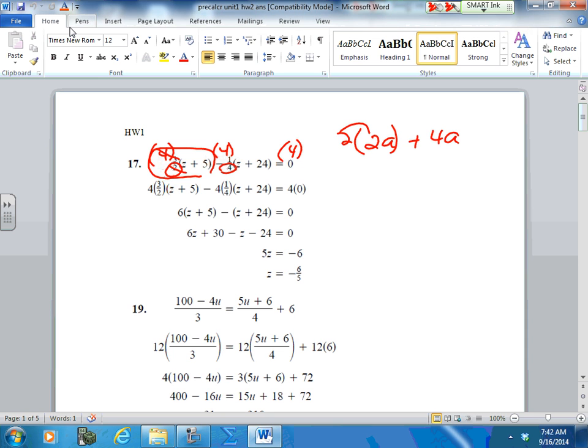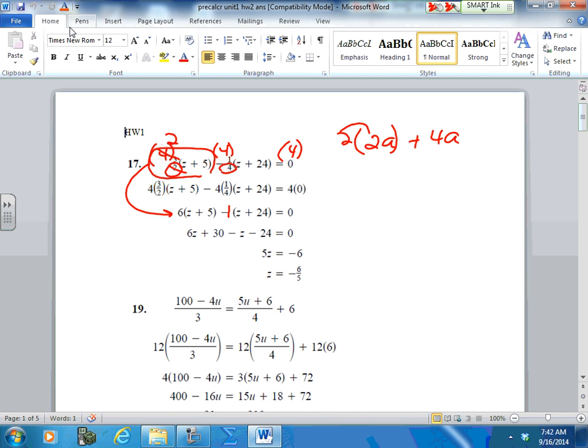2 goes into 4 2 times. 2 times 3, 6. Okay. 4 goes into 4 once. 1 times 1, 1. And there's a little 1 here, just so that you remember to distribute it. And 4 times 0, 0. So there you are. You have no fraction left. You just have a regular equation.